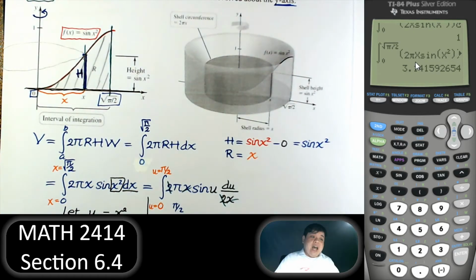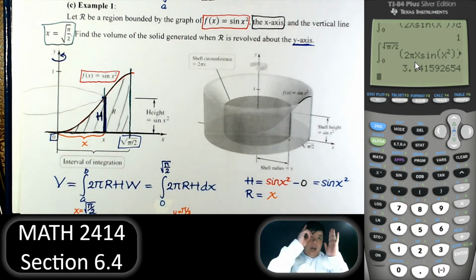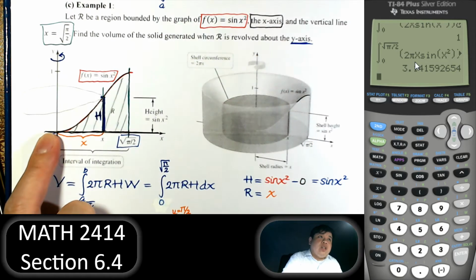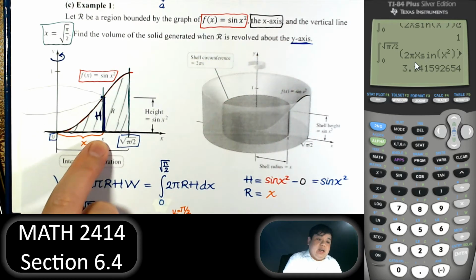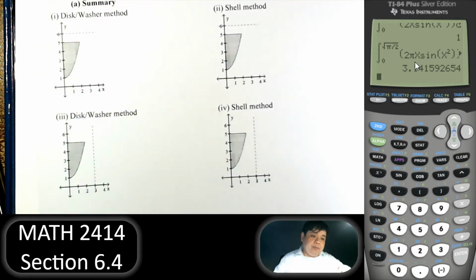Again, whatever the axis of rotation is, draw a line parallel to it. That will be the height. And the radius will be from the axis of rotation to that point. And that point can vary anywhere here. So that's why we use x for it.